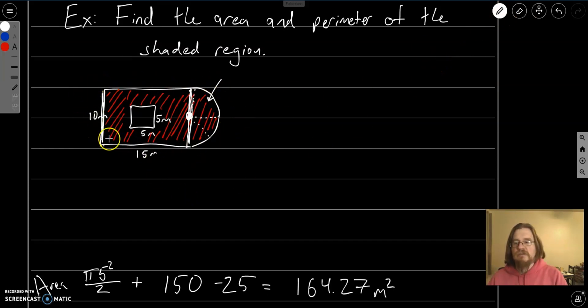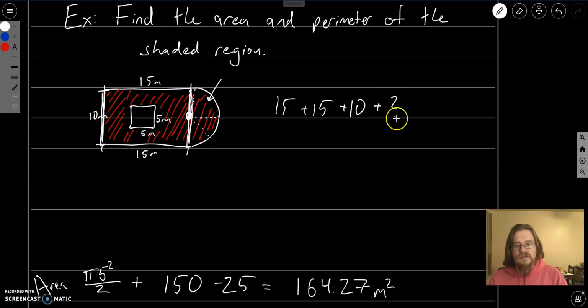Well, some of these are pretty simple. Since this is a rectangle, the top and the bottom will have the same length. So the top is going to have 15 meters from there to there. We're going to have 15 meters from there to there. And we'll also have 10 meters to get from the bottom to the top over there. So I've done all 3 of those sides, but I also need to do this side right here.